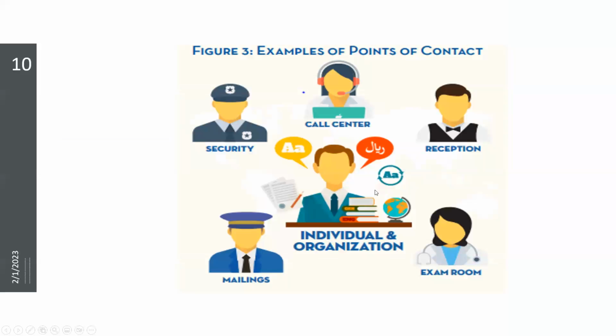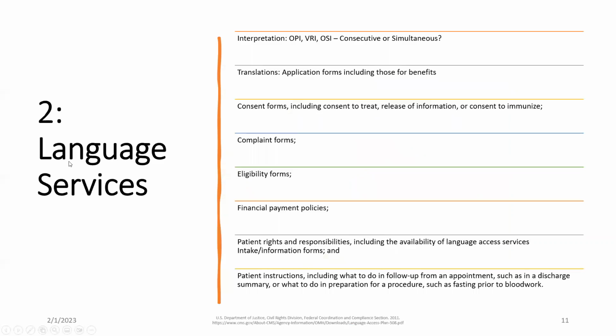Moving on to the second, well, this is just an image of what the points of contact may be within our organization. And I mentioned it previously. So when it comes to language services, we want to clearly understand which language services we would provide. We would make sure that we provide interpretation, which can be over-the-phone interpreting, video remote interpreting, on-site interpreting, or their acronyms OPI, VRI, and OSI.